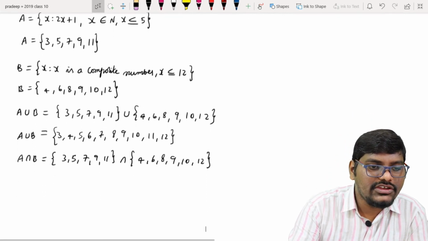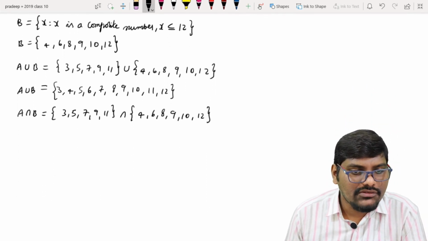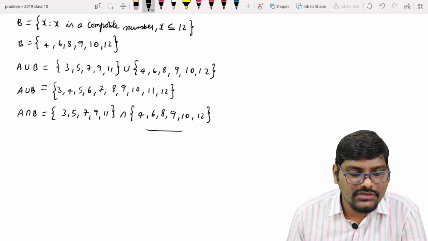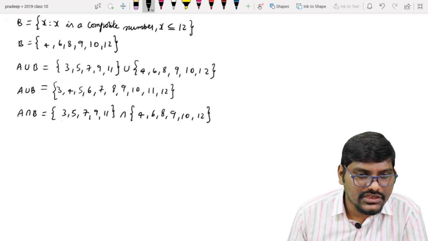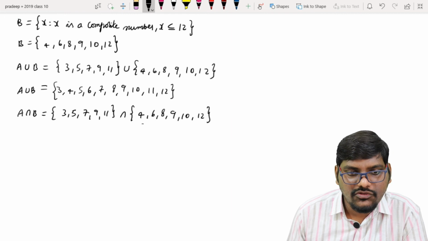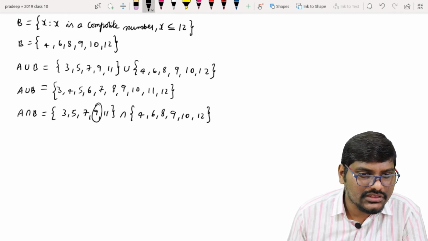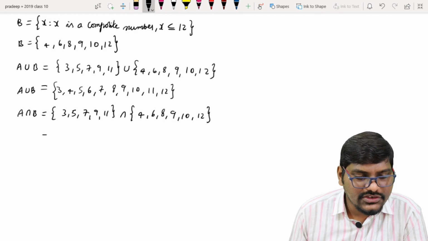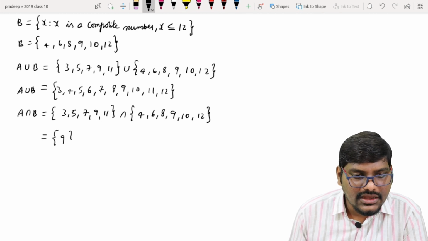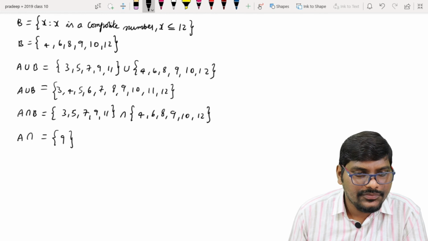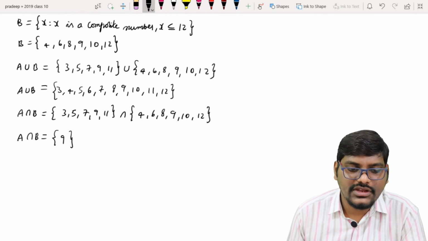So we have to do intersection. Intersection means whatever is common in both of them, only that we will take. See, if we check here, 3 5 7 9 11, and 4 6 8 9 10 12, only 9 is common in both of them, nothing else is common. So A intersection B is simply 9. So A intersection B is 9.